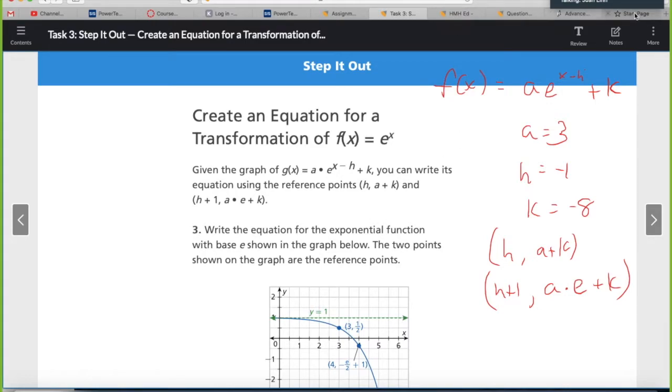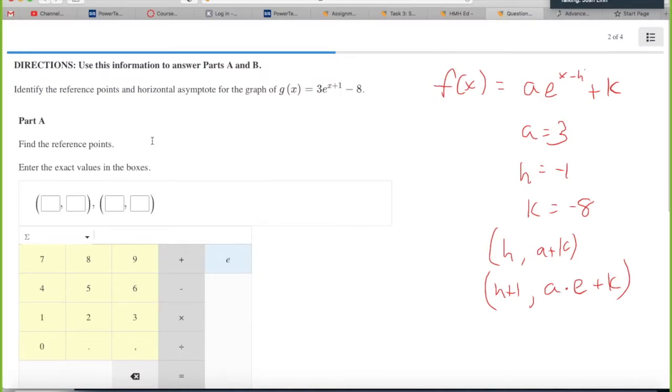So with that, we can come back here. We can figure out our reference points. So our first reference point, we'll do that in blue. Our h is -1, so we got -1. Our a is 3 plus k is -8. So that would be 3 minus 8. So that's going to be -1, -5. So that's our first reference point.